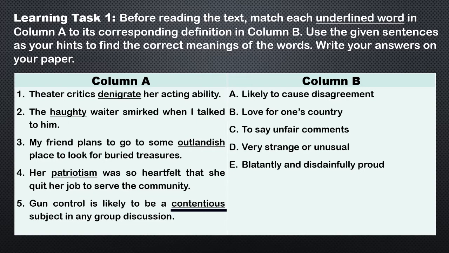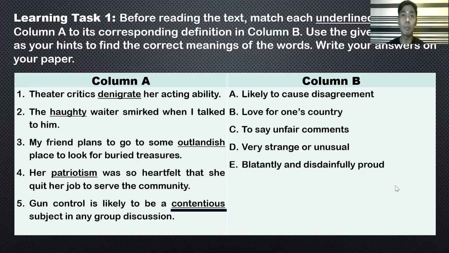But before anything else, for the learning task 1, before reading the text, match each underlined word in column A to its corresponding definition in column B. Use the given sentences as your hints to find the correct meanings of the words. Write your answers on your paper. For the column A, number 1, theater critics denigrate her acting ability.